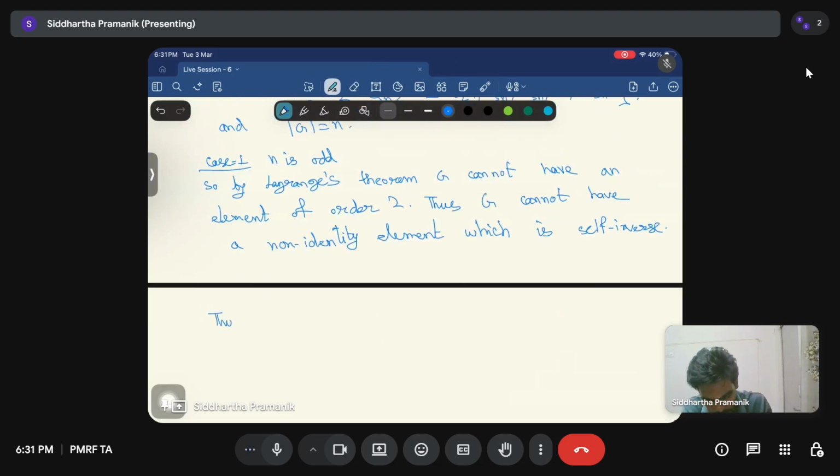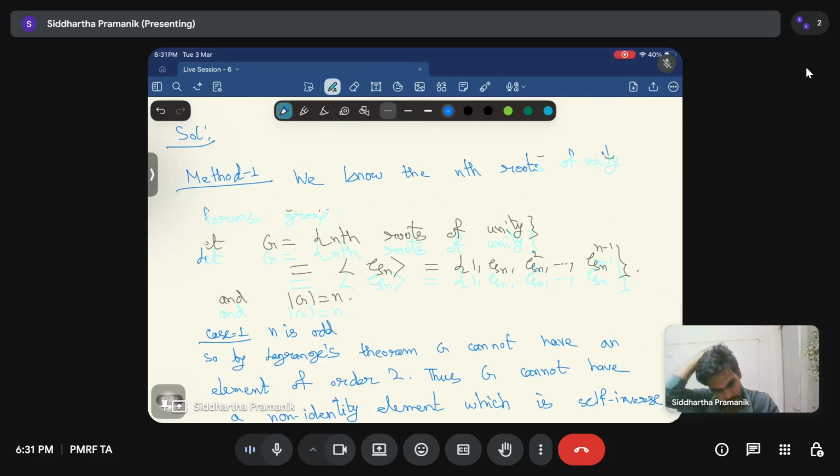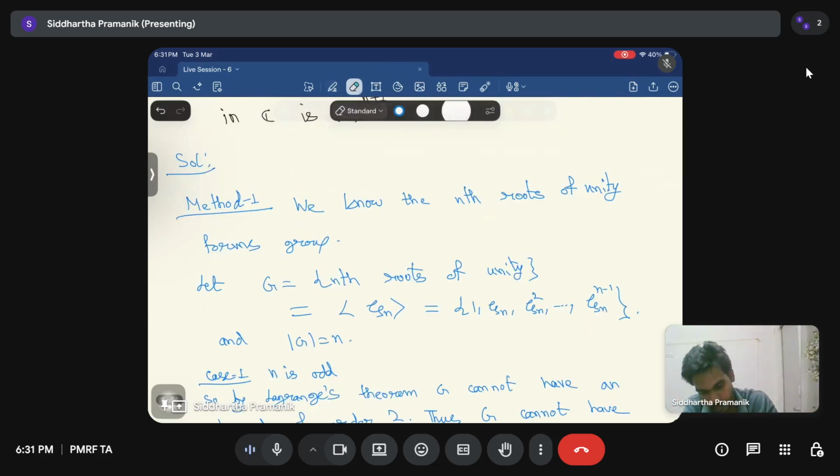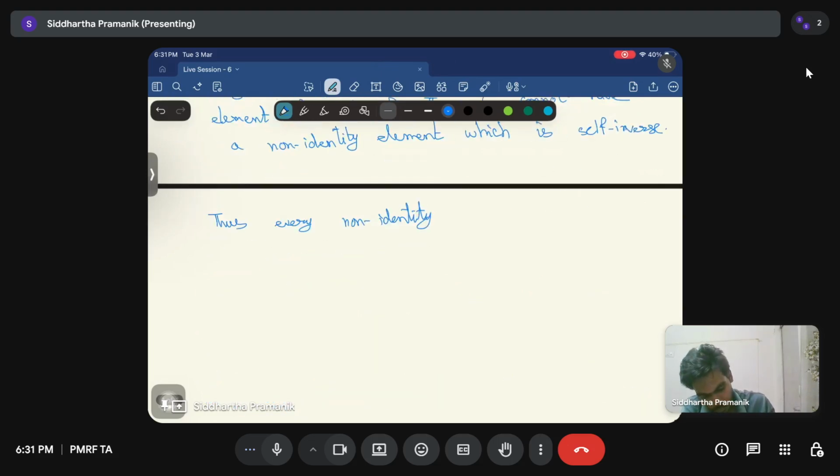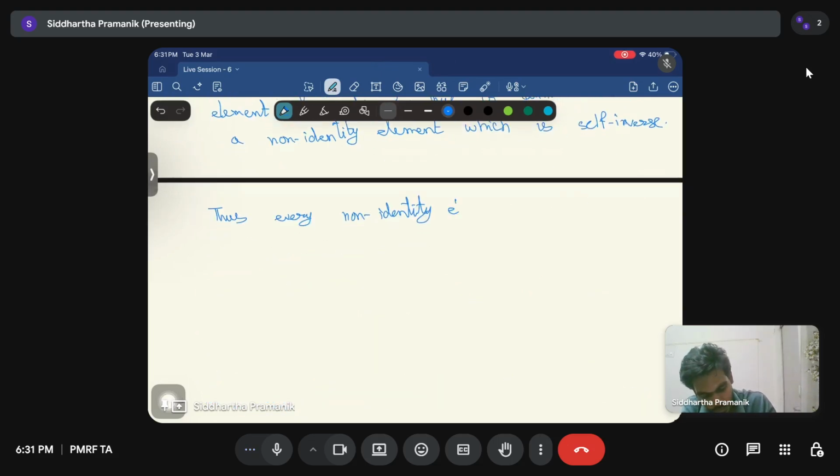Thus every non-identity element, okay, we need that it is a cyclic group because we need the abelianness. Thus every non-identity element can be paired with its inverse.